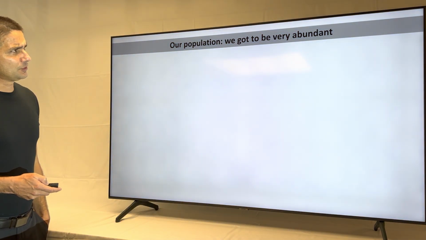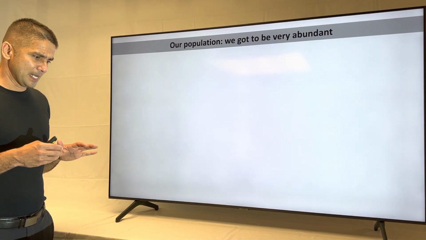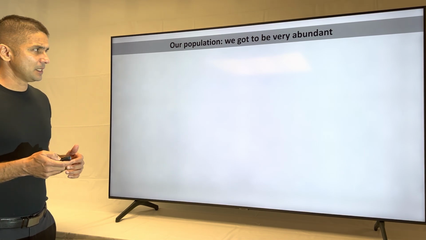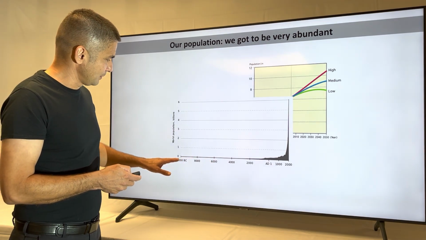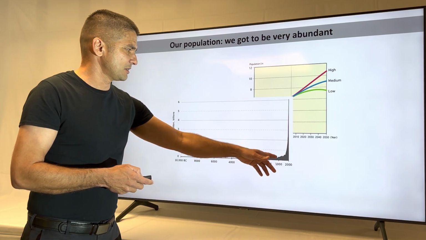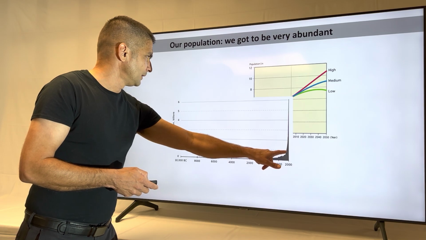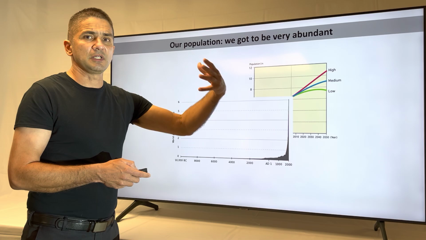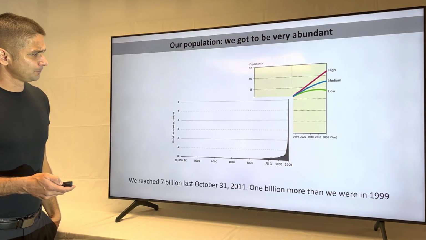Obviously, our population also got to be very abundant. Not only did we manage to go to places, but we also managed to increase in abundance. And here you can see the increase in the number of people, right? Look, for thousands of years, our population was very small, and just in the last 1,000 years, we went from being less than 1 billion to now having nearly 7 billion, and we could potentially easily reach 12 billion people by the end of the 2050s.